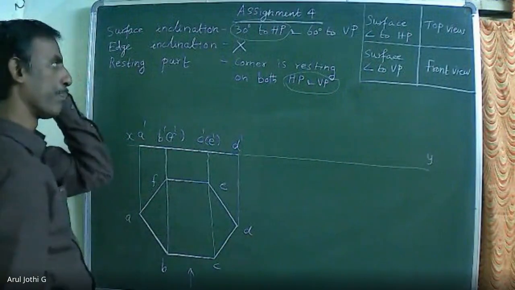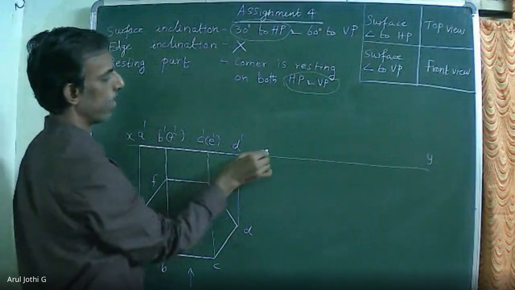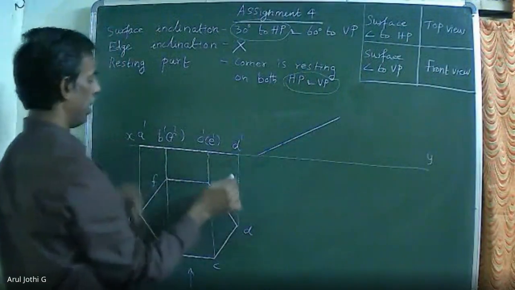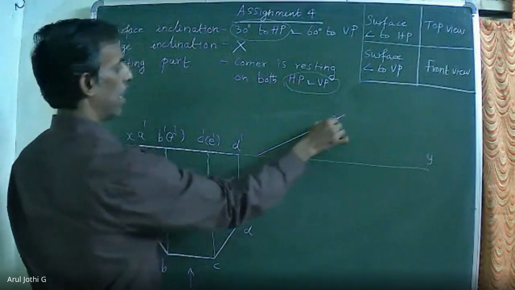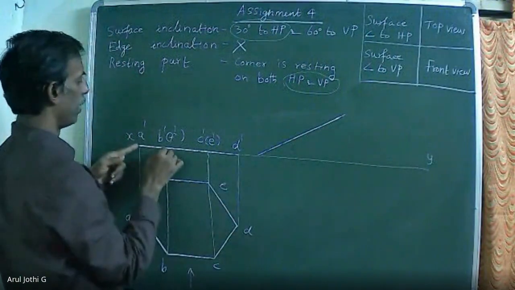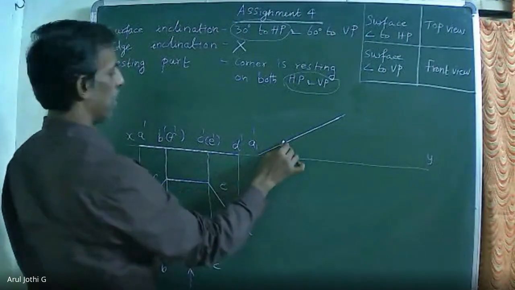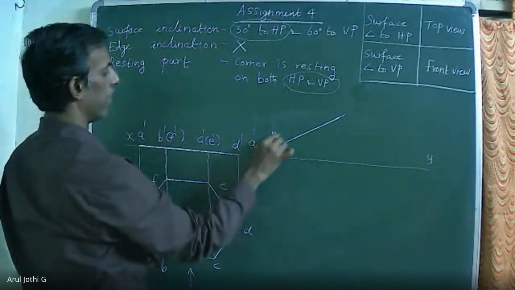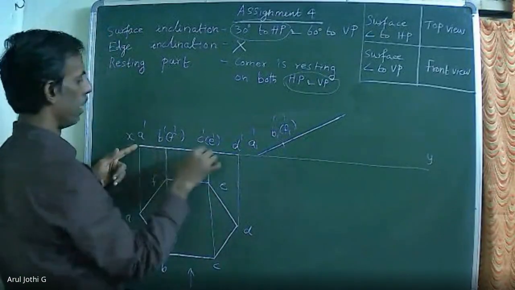Second diagram, the plane will be inclined 30 degree to HP. Now transfer this A to B. Transfer points A dash, B dash. This front view, the same front view I am going to draw here. Transfer A dash, C dash.